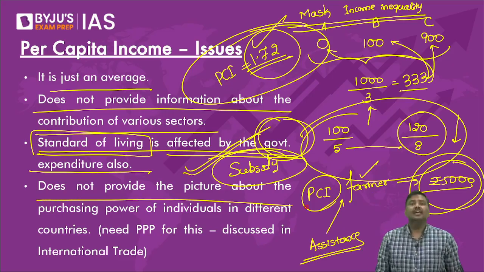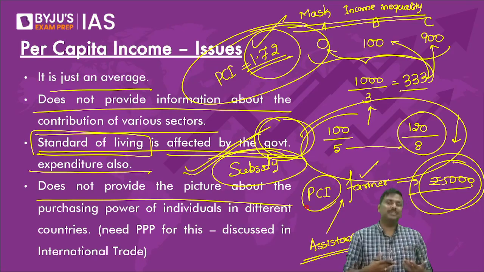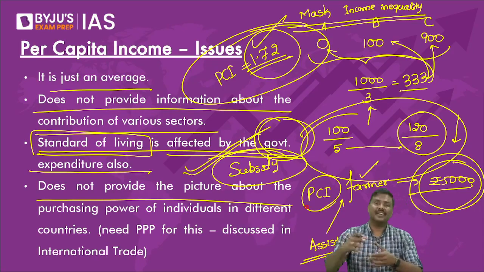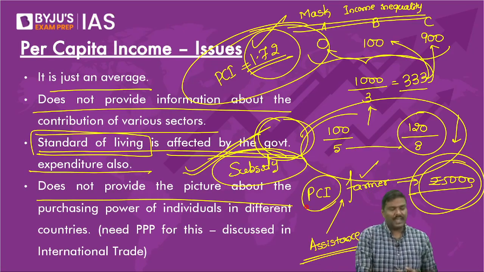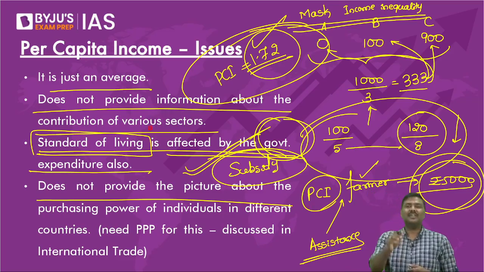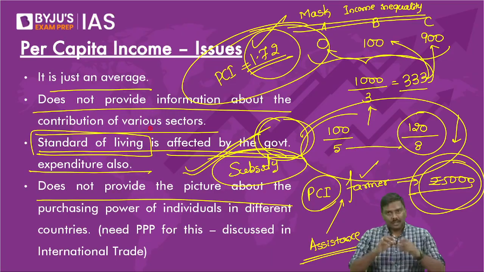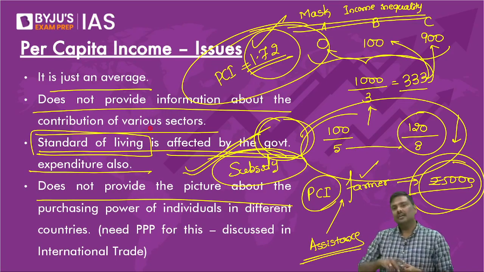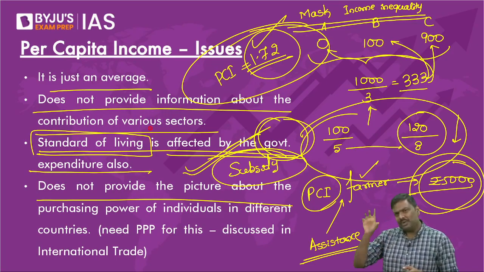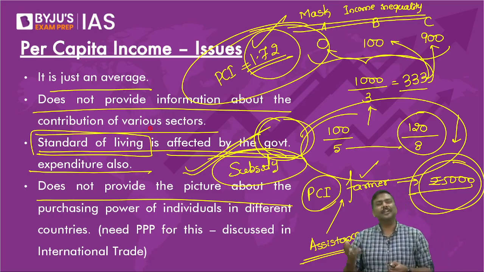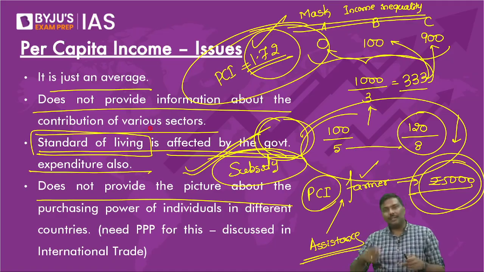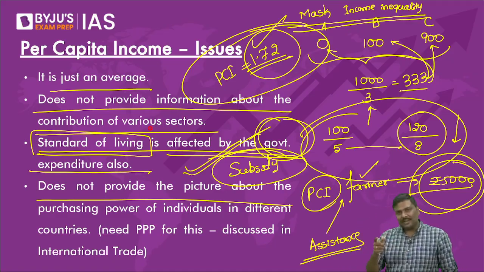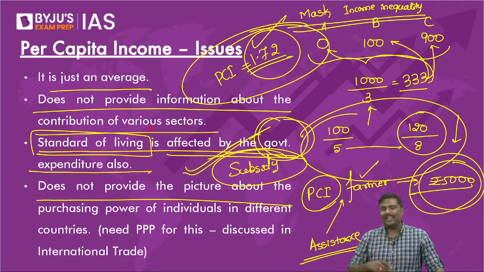And finally, it does not give you a correct picture when you make a comparison with other countries. For example, you say per capita income of India is 1.72 lakh rupees. You tell me, looking at it, are we better compared to USA? Just think of it. Are we better compared to USA? Are we better compared to China or any other country? Answer is no.